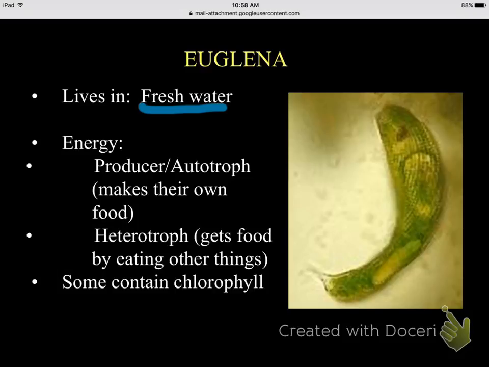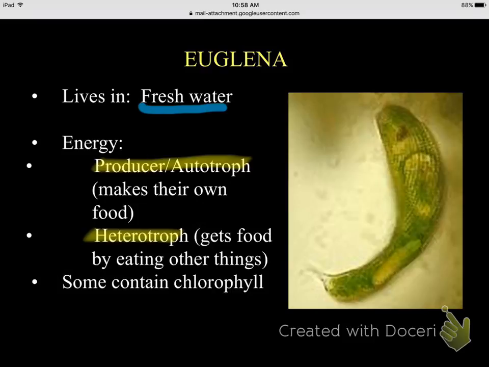They get their energy 2 different ways. They are a producer, or another word for that is an autotroph, meaning they can make food on their own. They do this by using sunlight to capture energy. And they can also be a heterotroph. Hetero means other, so heterotroph means they can get energy from other organisms or other things, okay? So they're a producer or autotroph, meaning they can make their own food, or they can turn and be a heterotroph, which means they get their energy from other organisms or other things.